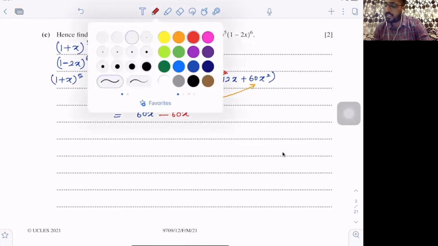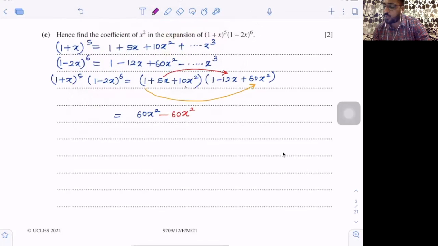And finally, I'm going to multiply the 10x square with the 1. So I get plus 10x square, right, students? Plus 10x square. No need to multiply x square with x because it will give you x cube. No need to multiply x square with the last 60x square. Again, it is going to give you x to the power 4. These terms are not needed, right? So I need only terms which can give me x square. So I have got three different terms: 60x square, minus 60x square, and plus 10x square.